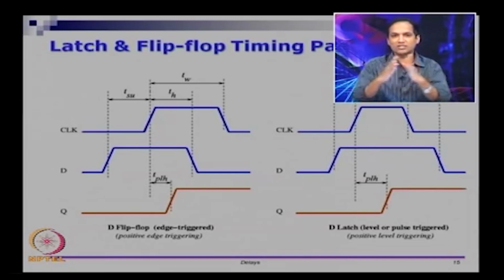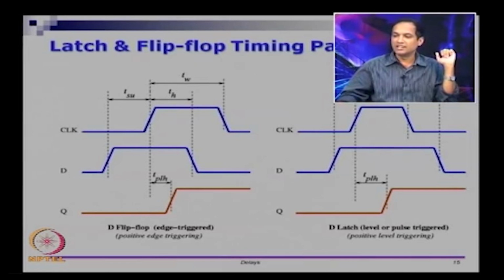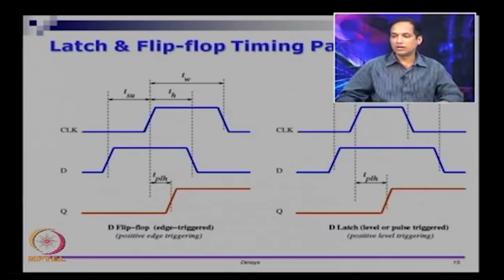So, TSU plus TH is one continuous window for which the input should remain constant. If you keep the input constant for TSU plus TH time units, TSU separately and TH separately, but for the overall window of TSU plus TH, then a change in input will be captured as a change in the output. You can see that the change in input from 0 to 1 happened before TSU and was held constant up to TH units after the clock edge arrived. Because of this, the output transitions from 0 to 1.